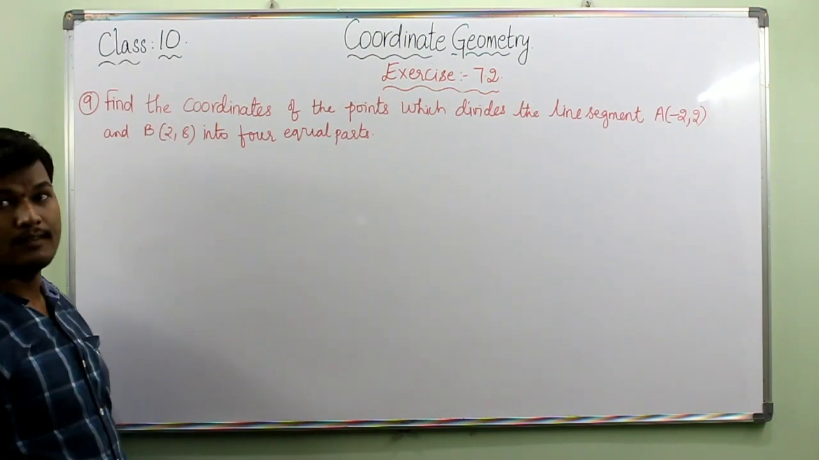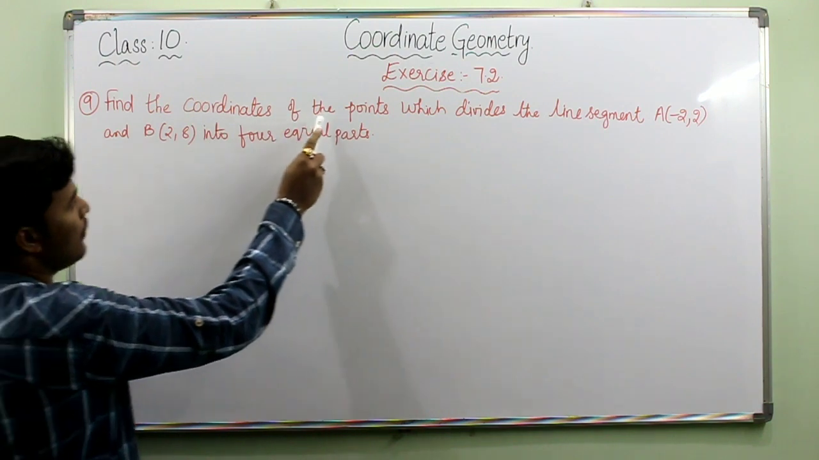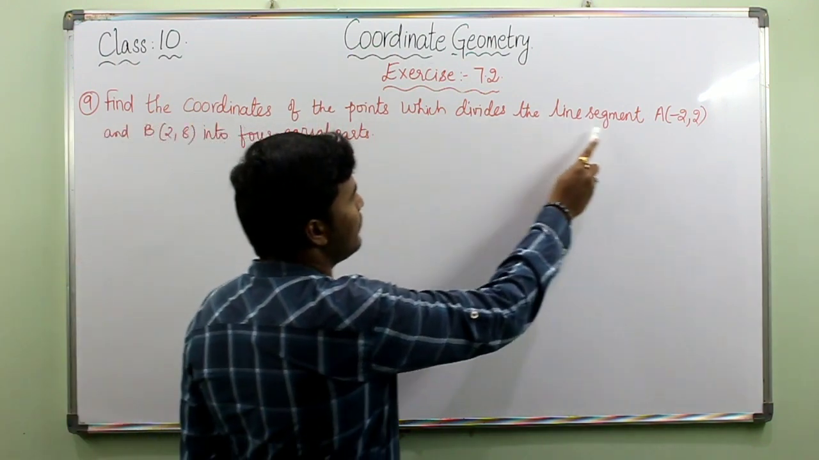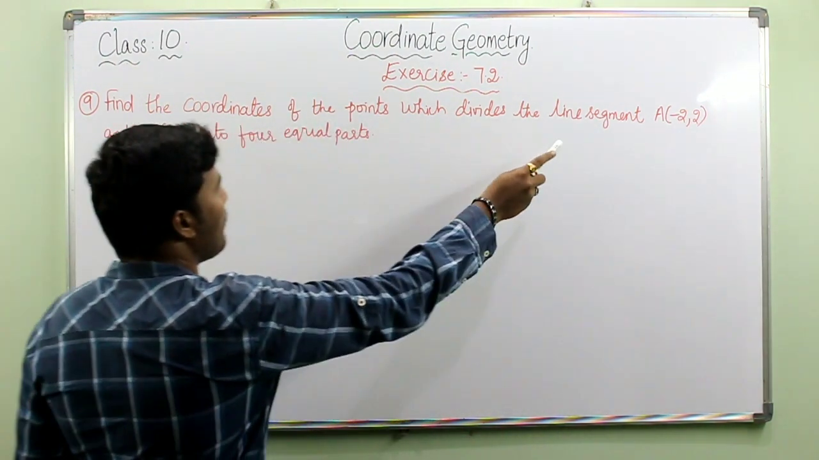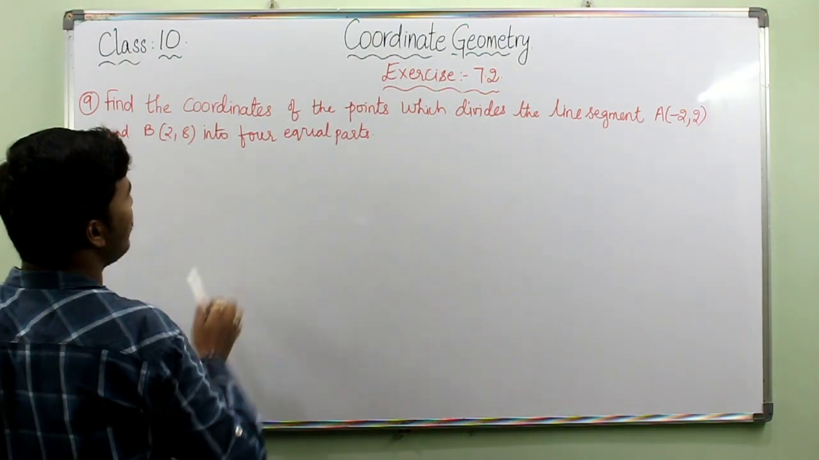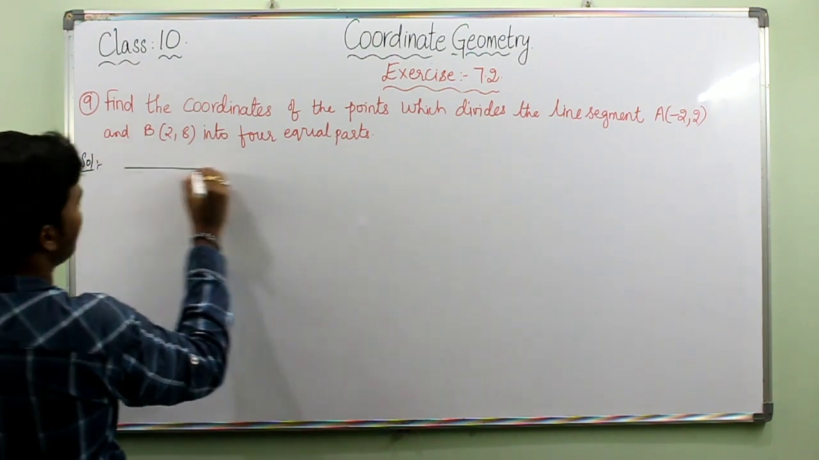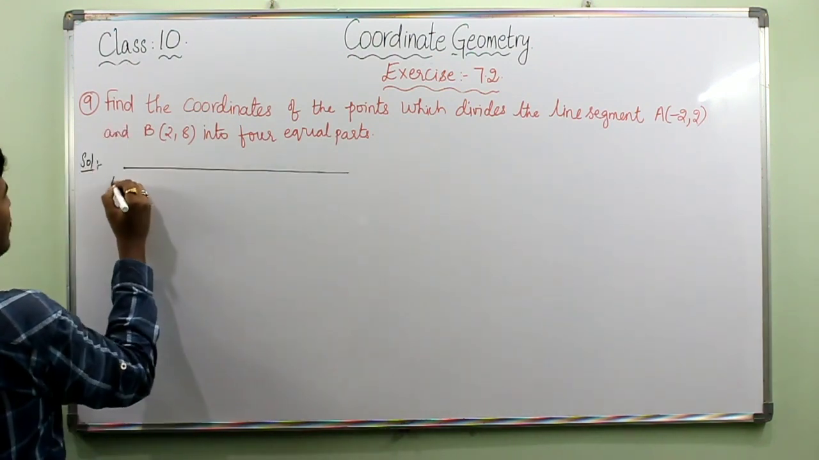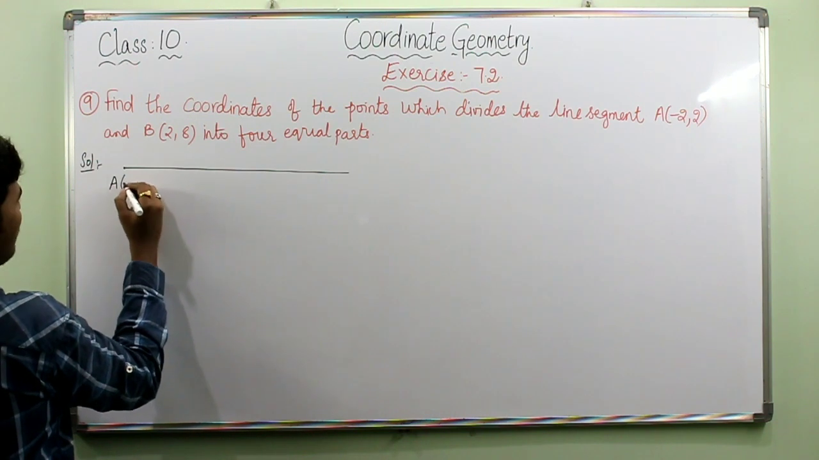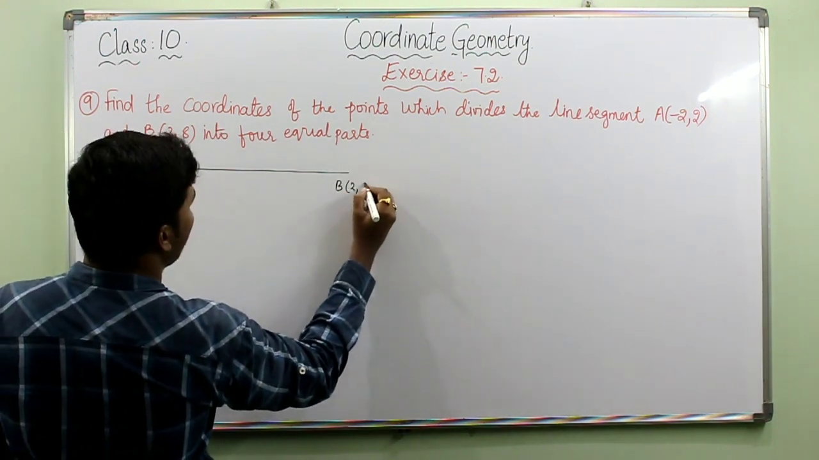Now, let us discuss the ninth problem, that is, find the coordinates of the points which divide the line segment A minus 2 comma 2 and B 2 comma 8 into 4 equal parts. So for that, let us consider the line segment first. This is the line segment, name it as A minus 2 comma 2 and B 2 comma 8.